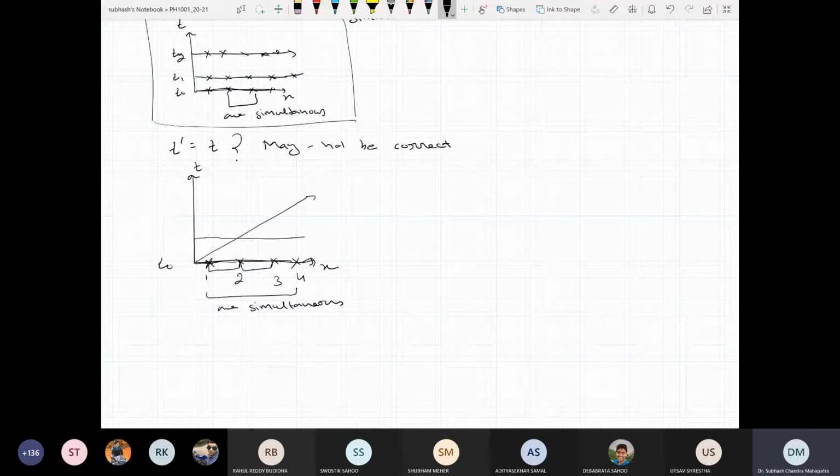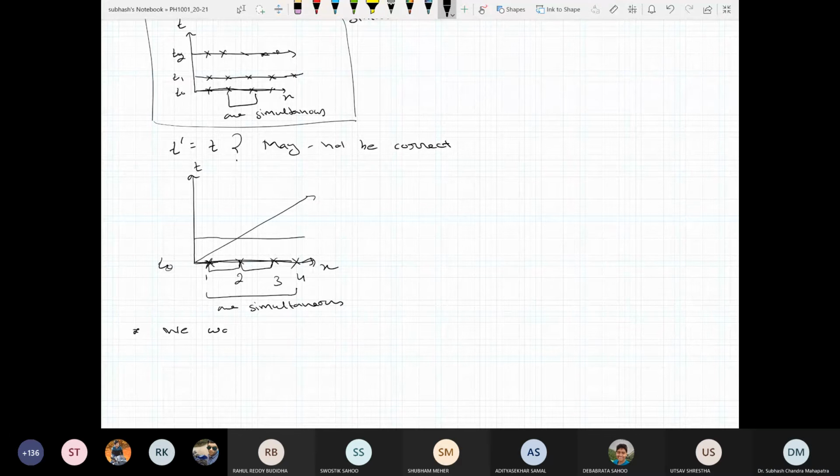I want to find a similar coordinate system such that, let me repeat it again. At constant time t naught, 1, 2, 3, 4, 5 events happen. These 1, 2, 3, 4, 5 events are simultaneous with respect to you, but they are not simultaneous with respect to me. Now I want to find the equation such that the points are simultaneous with respect to me.